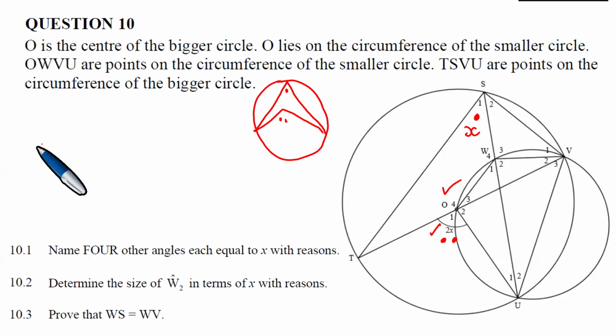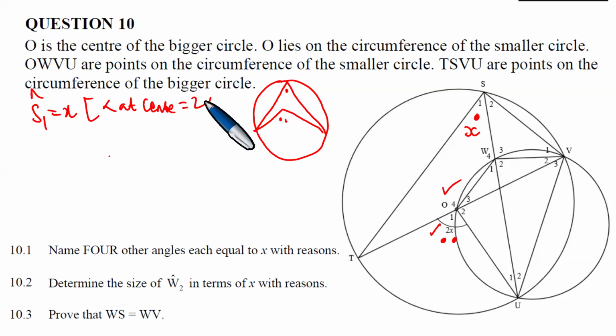All right, you let me know what you found. So that now at this point, the angle S1 is x. Angle at center is 2 times angle at circumference. Next, we need other angles that are equal to x.